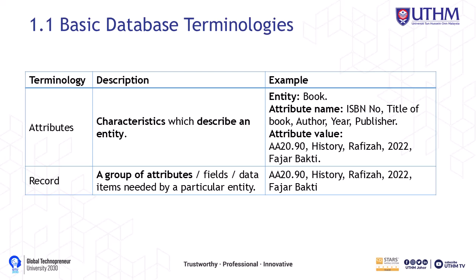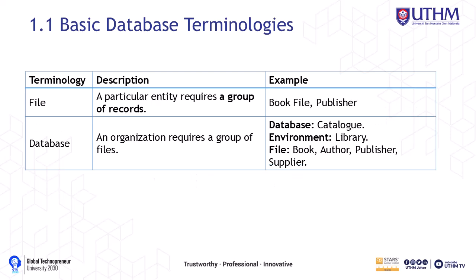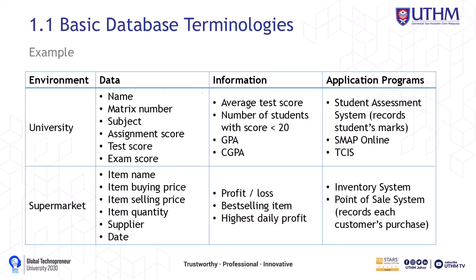A record is a collection of related attributes or fields that pertain to a specific entity. A file is a collection of records related to a particular entity. And finally, a database is an organized collection of files and records that stores and manages large sets of related information. Let us consider the following examples.